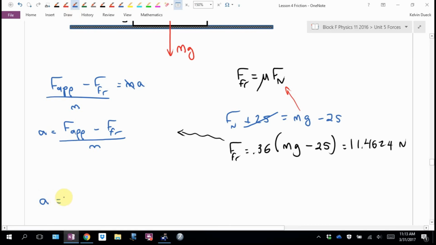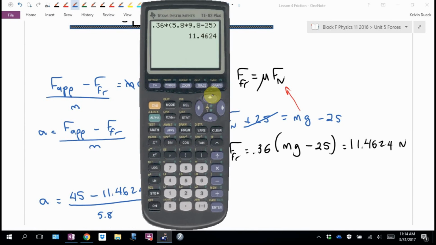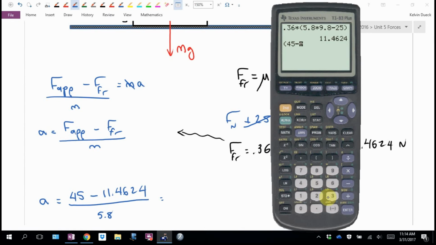The acceleration, what did you say the applied force was, Sarah? I agree. Minus 11.4624. Of course, you know I'm going to use my answer button. Divided by 5.8. I get an acceleration of 5.782344828 and so on. Anybody else? Okay.